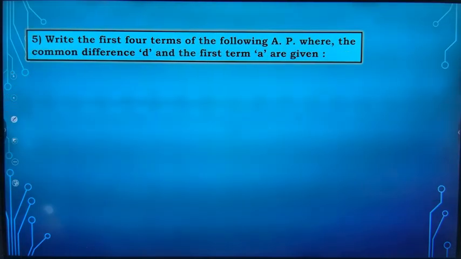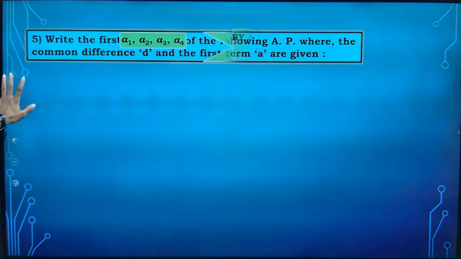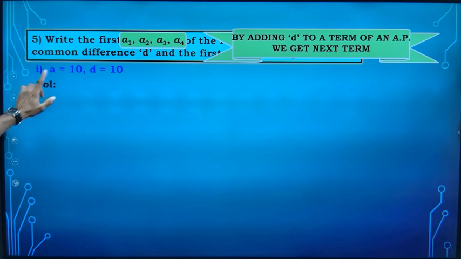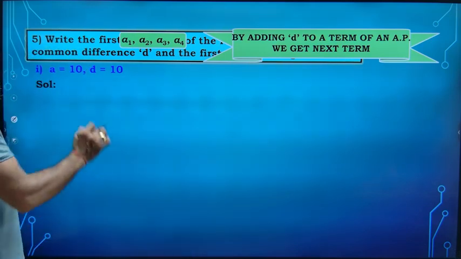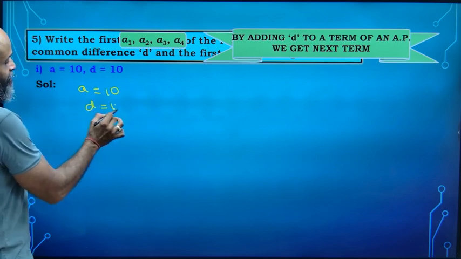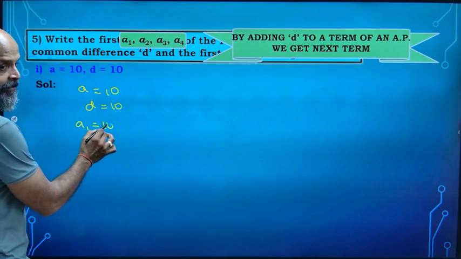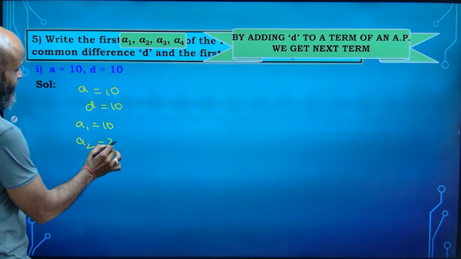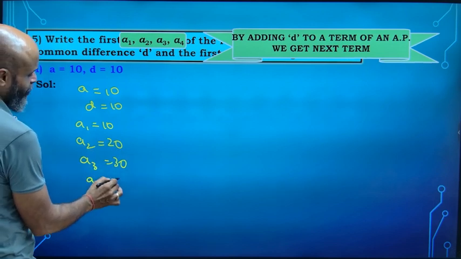Write down the first four terms of the following AP where the common difference d and the first term a are given. Okay, so a is 10 and d is 10. So what are the first four terms? a1 is 10, a2 is 20, a3 is 30 and a4 obviously will be 40.